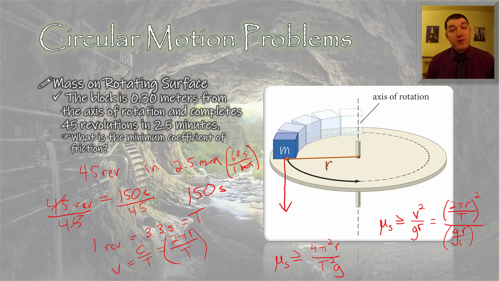Now I have that minimum coefficient of friction in terms of the things that are known here. We know the period, not directly, but we're given the information about it.